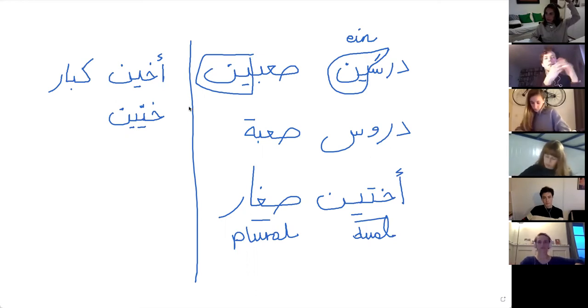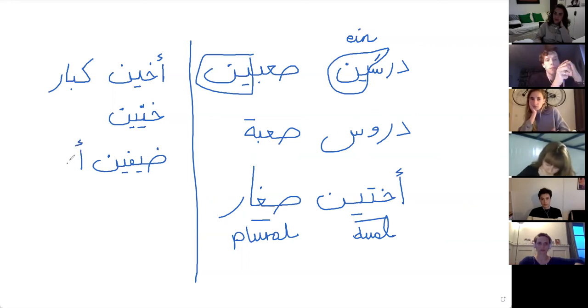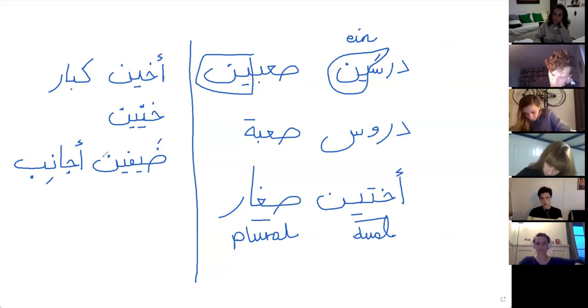I have two foreign guests. عندي, how do you say guest? ضيف. So two guests. ضيفين. صح. Foreign. أجانب. That's the plural of which word? أجنبي. عندي ضيفين أجانب. Two guests foreign. And that's the dual of ضيف.